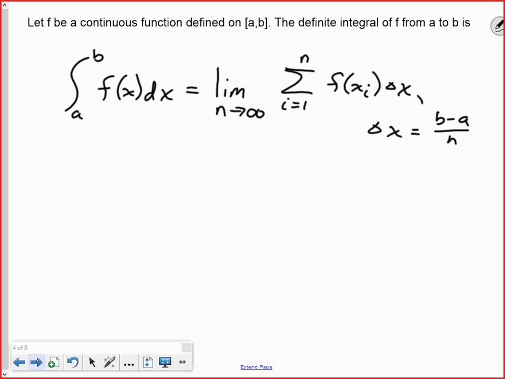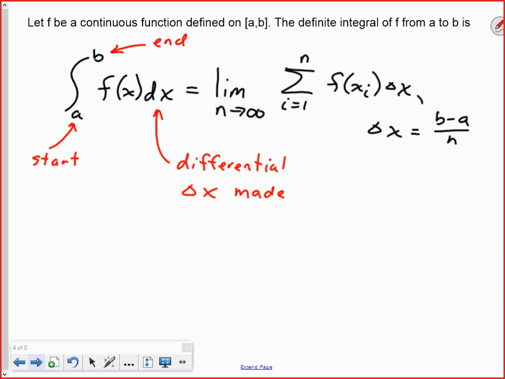This terminology on the right-hand side is kind of awkward to work with, so we're going to use the formalism on the left side. Just remember that a here is the start of the area that we want to find, and b is the ending point. And this thing called dx is what is called a differential. It's kind of like delta x, but we're making delta x infinitely small. Delta x was the width of one of these intervals; dx is delta x made infinitely small.